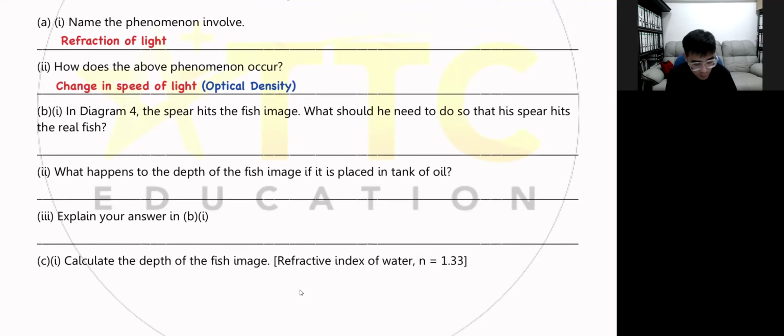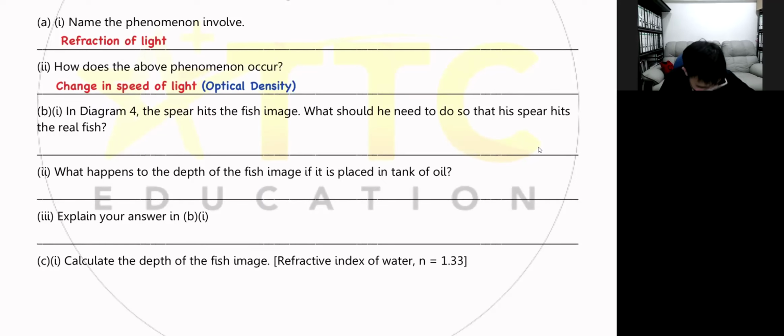Now we'll go back to the question and continue with question B1. Question B1 asked, in diagram 4, the spear hits the image of the fish. So what does he need to do so that his spear hits the real fish? Because when he spears the fish, the spear hits the image of the fish, not the real fish. So what does he need to do?